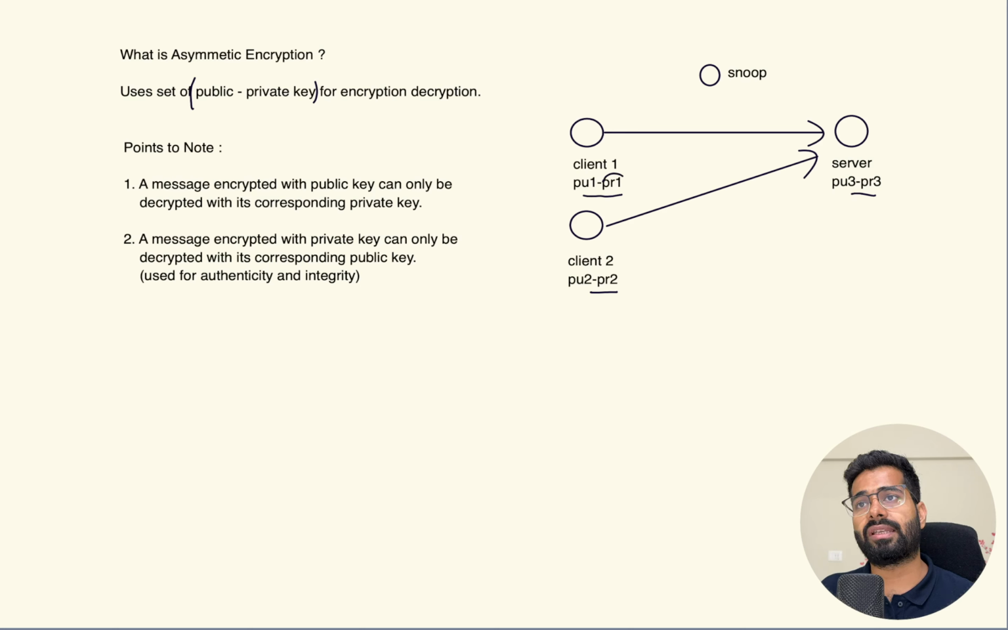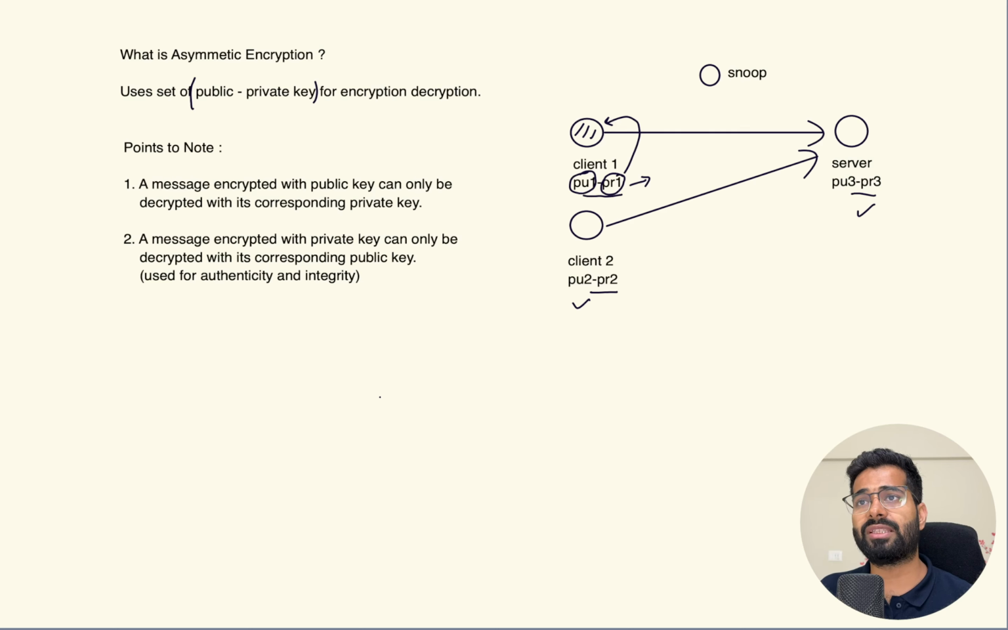The expectation is that the private key should be unique to that computer and confidential to that computer. This private key should not be known to any other computer on the internet, and it should lie only with the particular computer of which it is a part. Whereas public keys are meant to be distributed. The public key of client 1 can be known to client 2 and to the server, whereas the private key should be known only to that computer in the whole of the internet.